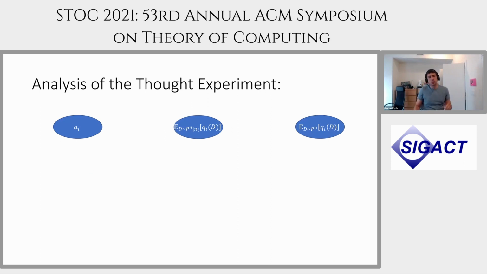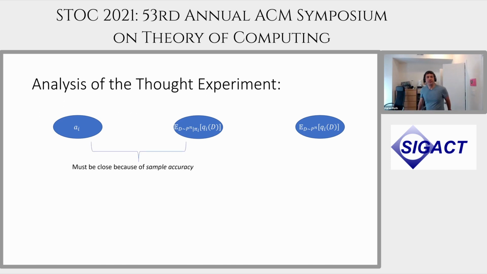And so how's the analysis going to work? Well, on the left-hand side here, we've got the answers that our mechanism has actually provided. On the right-hand side, we've got the real values, the real answers to these queries, which are just the expected value of the queries on the underlying data distribution. And in the middle, we've got this new quantity that's been introduced by our thought experiment, which is the expected value of the query, not on the original distribution, but on the conditional distribution, conditional on everything we've learned.